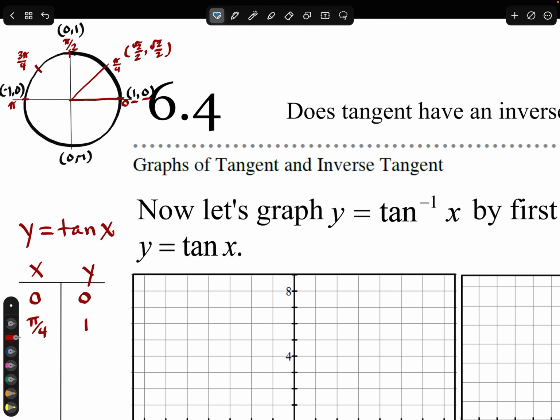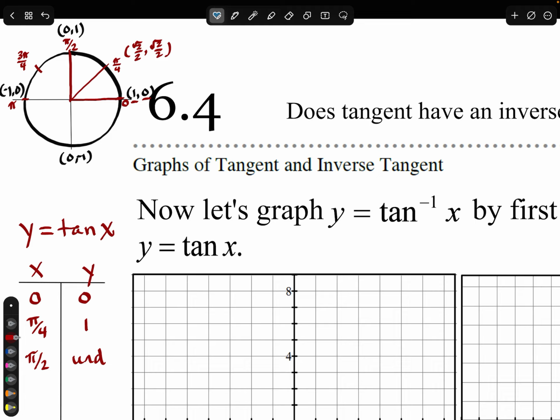And then we go to our angle pi over 2. Because that's a vertical line, we know that vertical lines have a slope that's undefined. When you try to do 1 over 0, you get a fraction that's not possible. So that's why we get undefined here. The tangent of pi over 2 ends up being undefined.